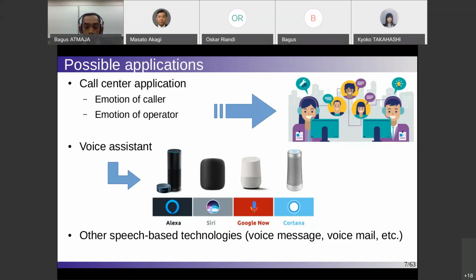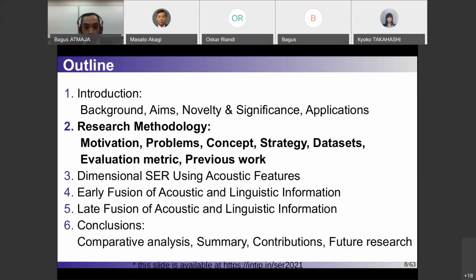So this is also important because if the device can monitor our emotion, we can also measure our well-being, in this case our mental well-being, and we can make improvements for the future, from time to time. And not only those two technologies, but also other technologies related to speech, like voice message and voicemail, can benefit from this research. And that's for the introduction.